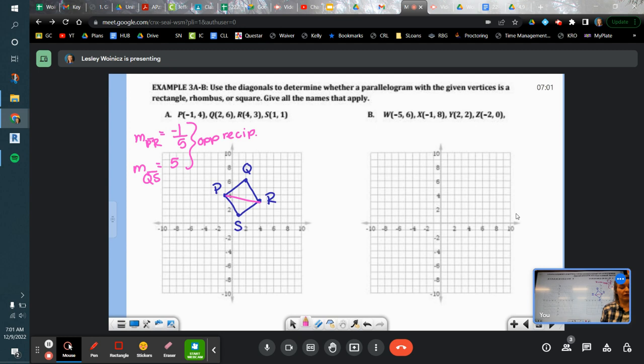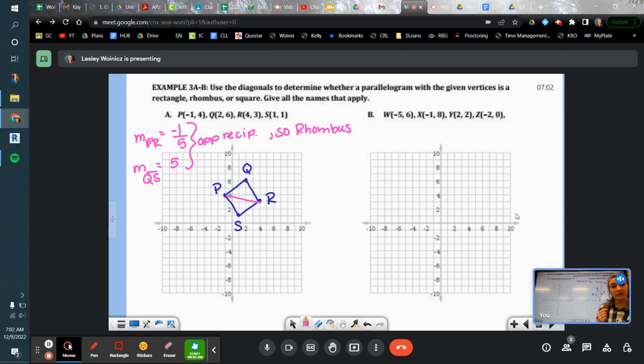So if they are perpendicular, if the diagonals are perpendicular, then we know that this is a rhombus. So it's a rhombus. Okay, if this is also a rectangle, then it's a square.